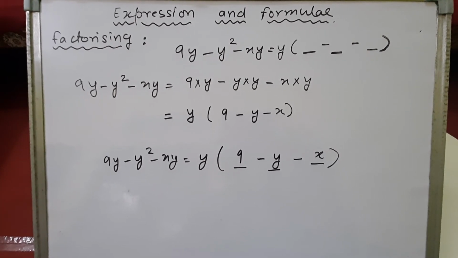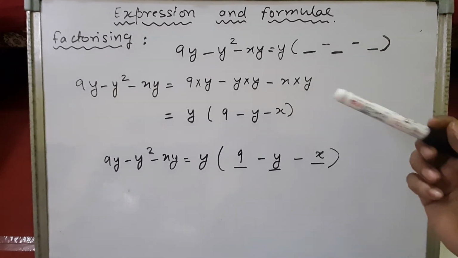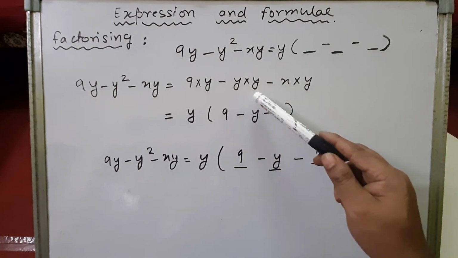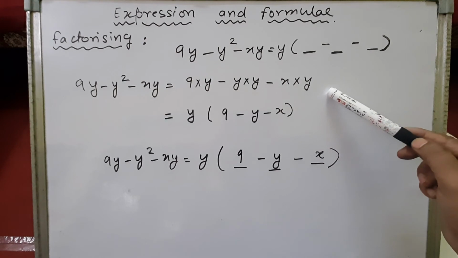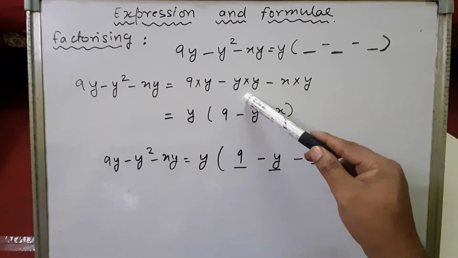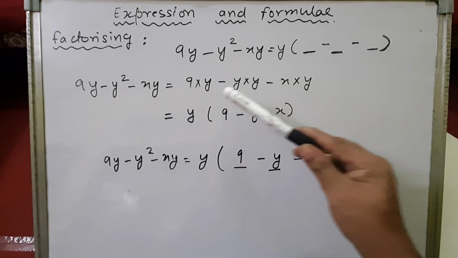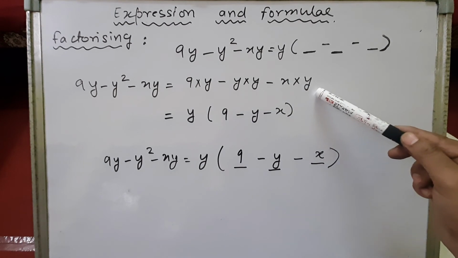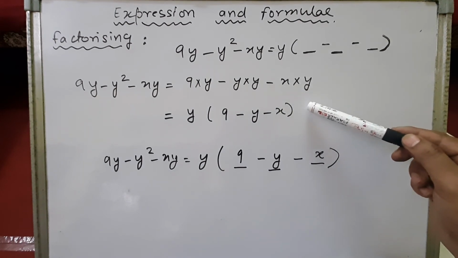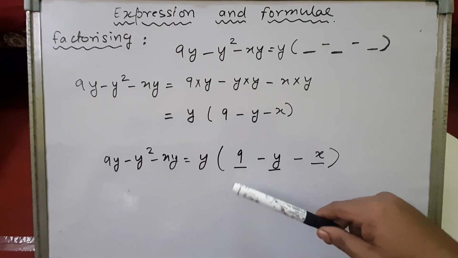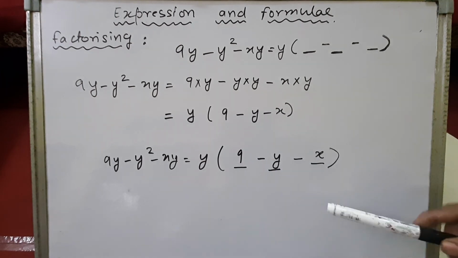Okay children, let's factorize the given expression 9y minus y square minus xy. When we expand the given expression, we get 9 into y, minus y square which can be written as y into y, and xy which can be written as x into y. Now you can see the term common in all three terms of the expression is y. Y is common in the first term, the second term and the third term. Y is the HCF of all the three terms. So when we take y common, we get y into bracket 9 minus y minus x, right? So the answer for the first blank is 9, for the second blank is y, and for the third blank is x. Alright, please note down the solution children.